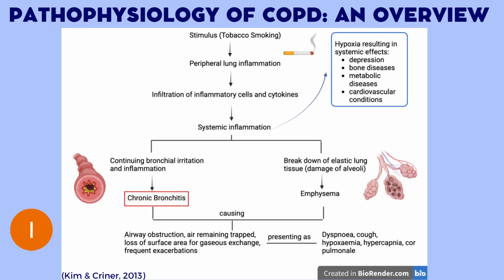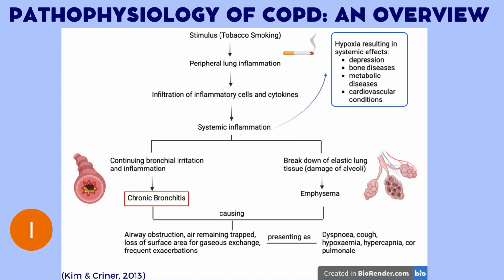Looking at the diagram adapted from slides 19 and 21 of Lecture 10, we see that a stimulus will trigger an influx of inflammatory cells and the release of cytokines, resulting in systemic inflammation. This inflammatory state is using up the body's supply of oxygen for physiological function, causing hypoxia. Prolonged hypoxia can lead to depression, bone and metabolic diseases, as well as cardiovascular conditions.